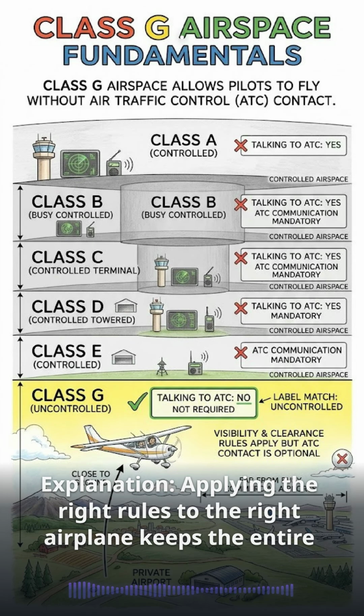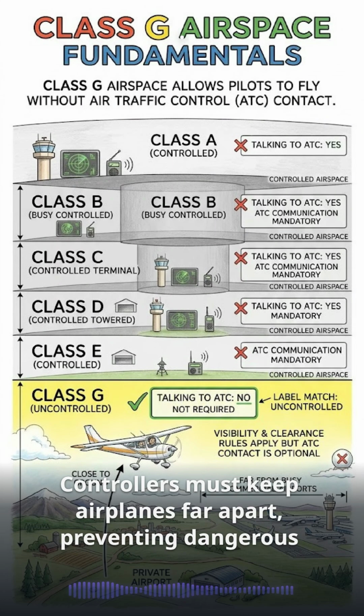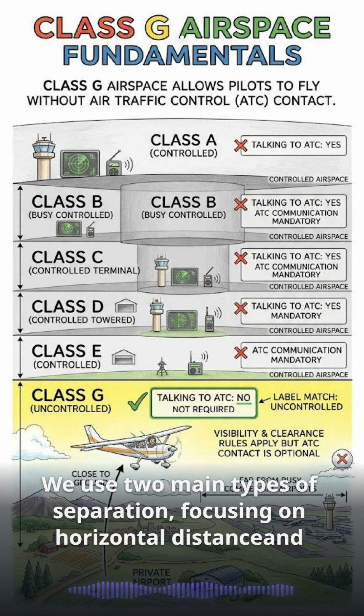Section 5. Today we will learn about separation rules, creating safe bubbles of empty space around every flying airplane. Controllers must keep airplanes far apart, preventing dangerous mid-air crashes from happening in the busy open sky. We use two main types of separation, focusing on horizontal distance and vertical height in the air.